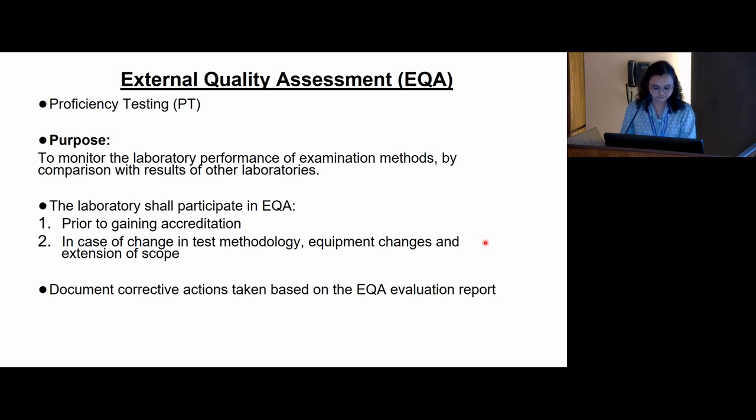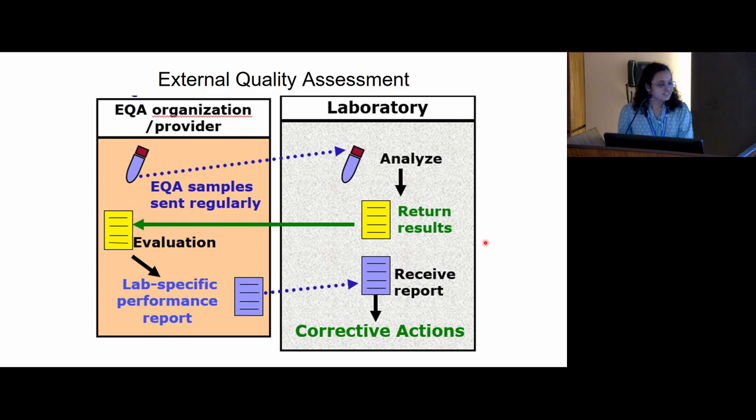In this slide, briefly I will explain the process where the EQA samples are sent regularly to the participant laboratories, where they analyze the sample and generate the results, and it is shared back to the EQA organization or provider, where they evaluate the lab reports and prepare the lab-specific performance report, which is shared back to the laboratory. Depending on this evaluation report, if there is any non-conformance, corrective action should be taken, and it is important to document the same.